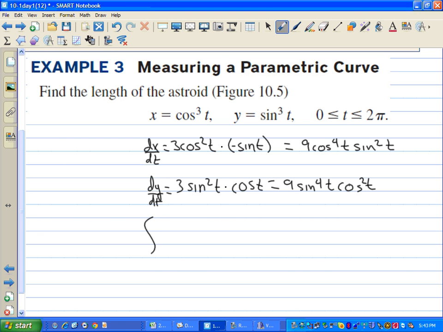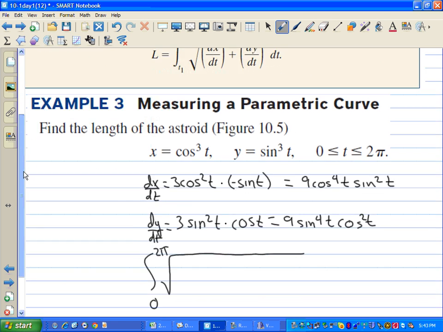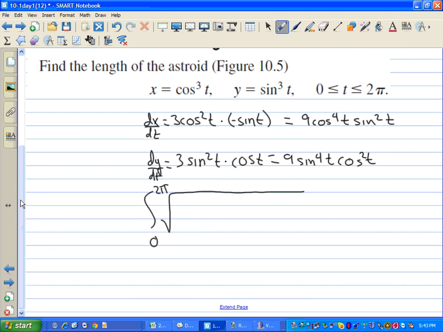Now we're going to integrate from 0 to 2 pi of the square root of these two things added together. They have the x first, so we'll stay consistent. We have 9 cosine to the 4th of t sine squared t plus 9 sine to the 4th t cosine squared t.